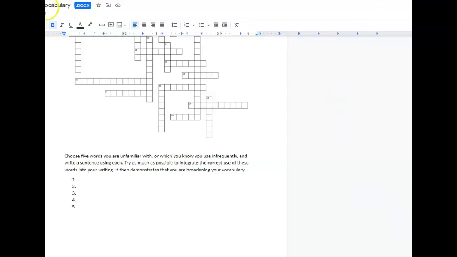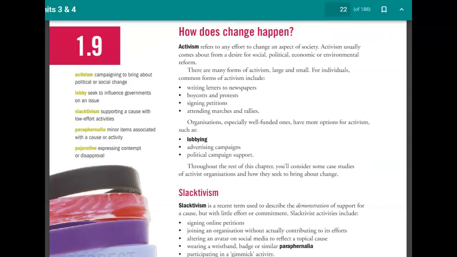Let us get rid of that again and go back to our text. So, how does change happen? Activism refers to any effort to change an aspect of society. Activism usually comes about from a desire for social, political, economic or environmental reform, and there are many forms of activism, large and small, for individuals.